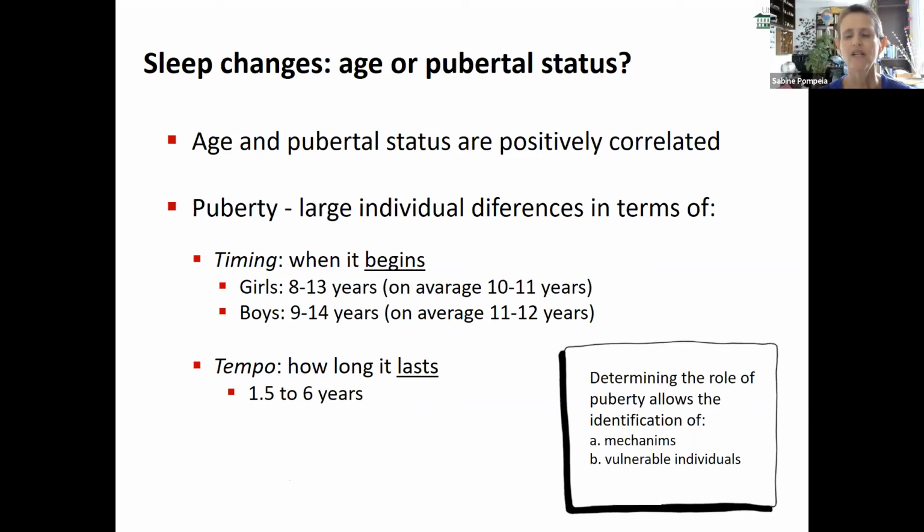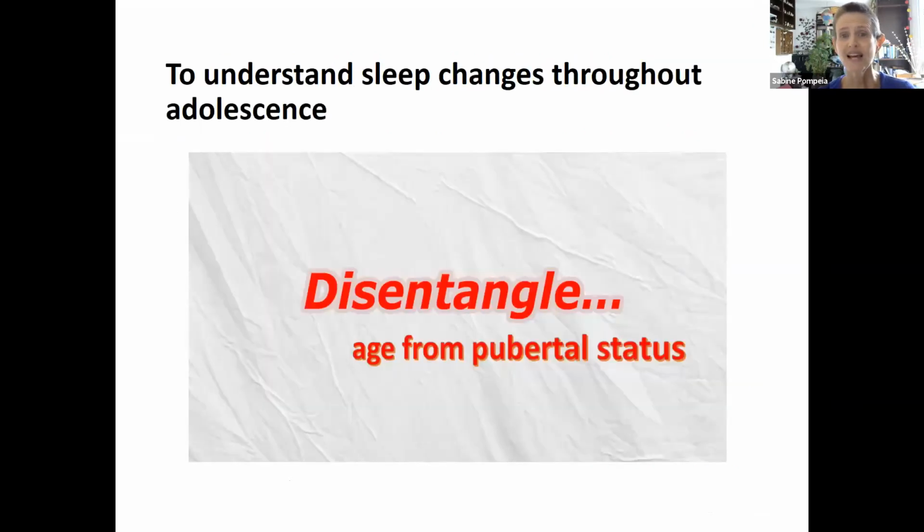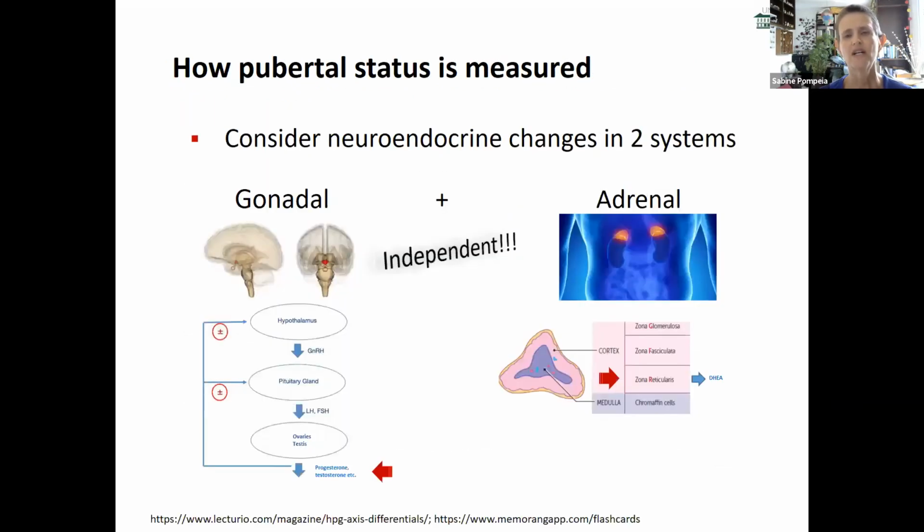So determining the role of puberty on sleep changes is quite important, because it allows us to identify possible mechanisms that are involved in these sleep changes, but also those individuals who are more vulnerable to these effects. In other words, to understand what's really going on in terms of sleep throughout adolescence, we have to try to disentangle the effects of age from those of pubertal status. To do that, we have to measure puberty or pubertal status.